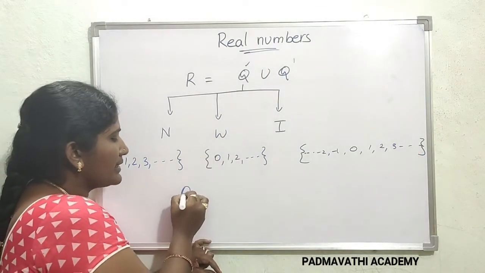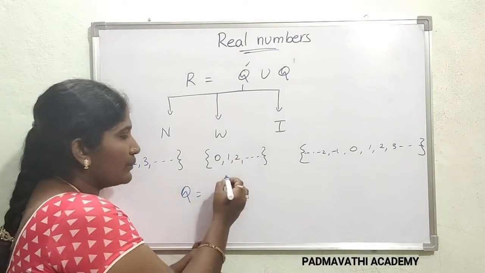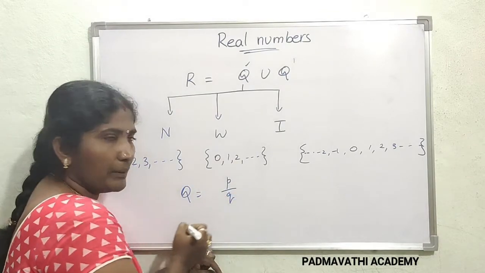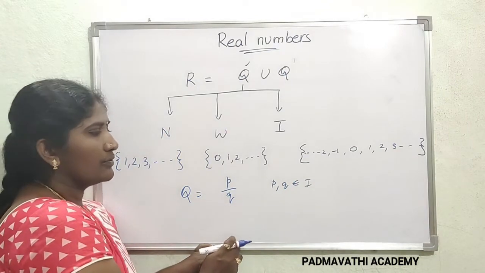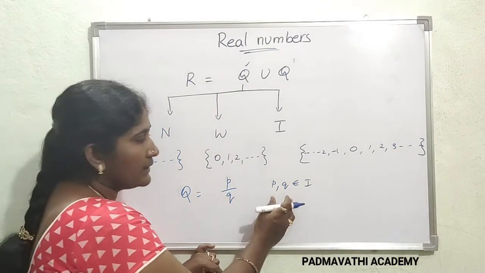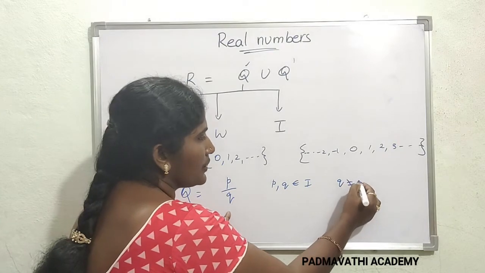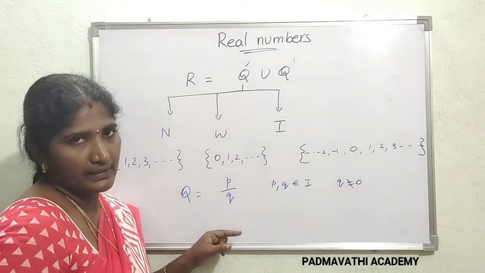What is the form of a rational number? A number which can be expressed in the form of p by q, where p and q are any integers, p and q belong to integers, and the denominator should not be 0, q not equal to 0.